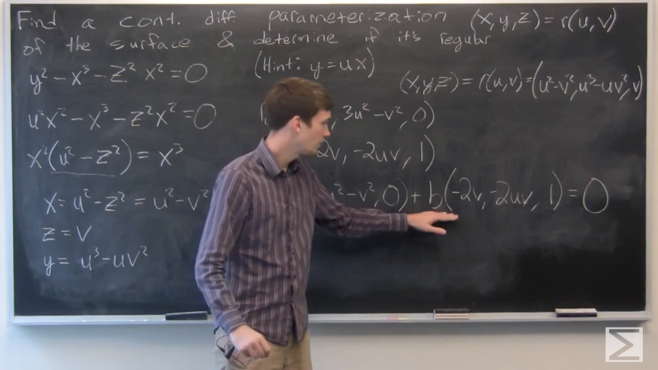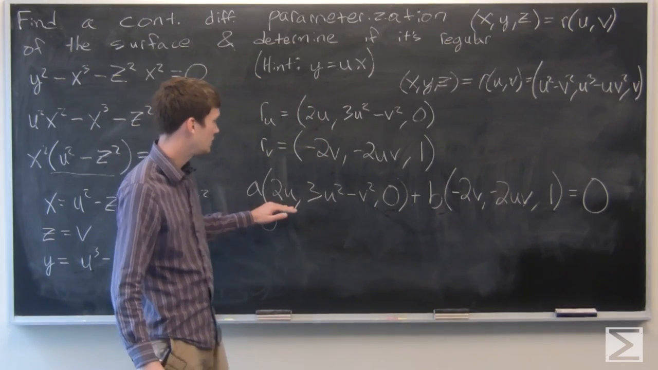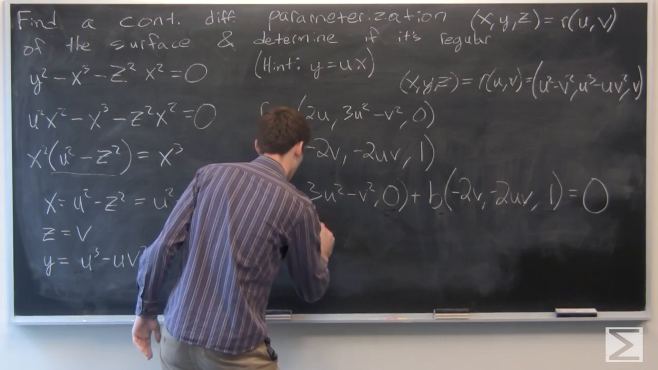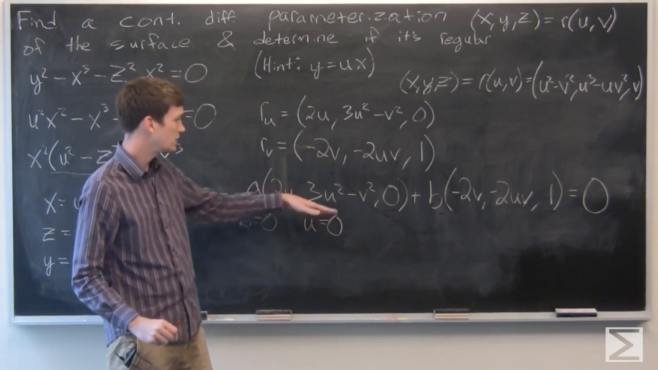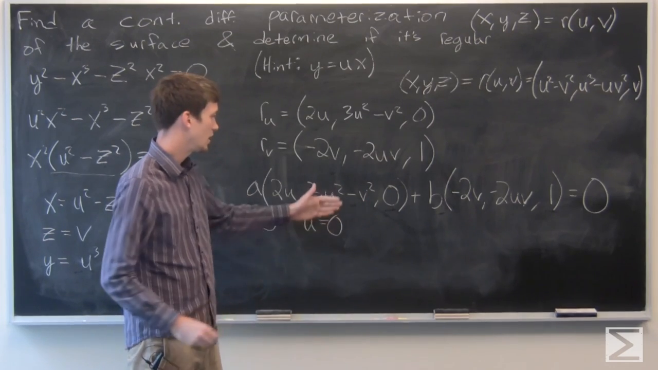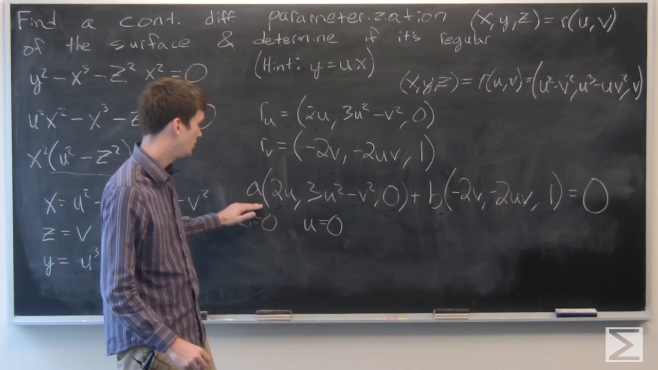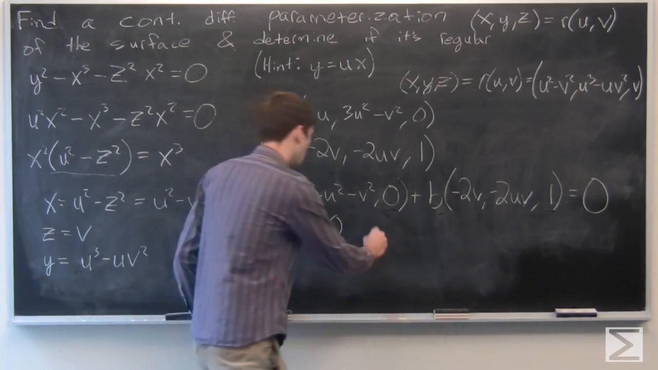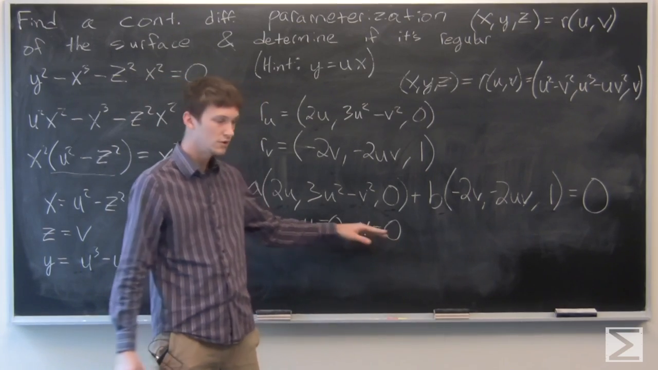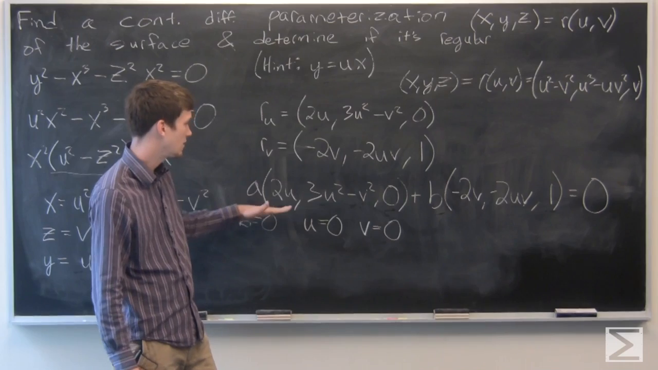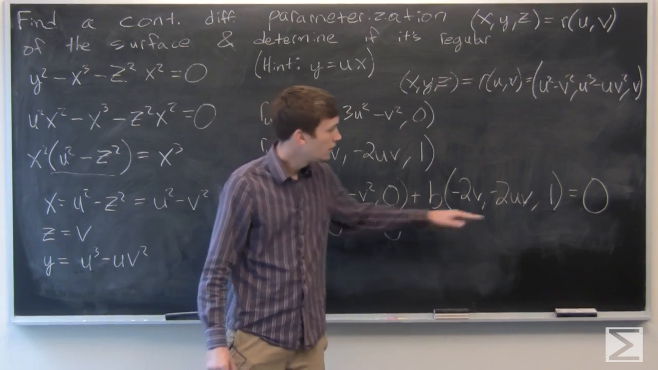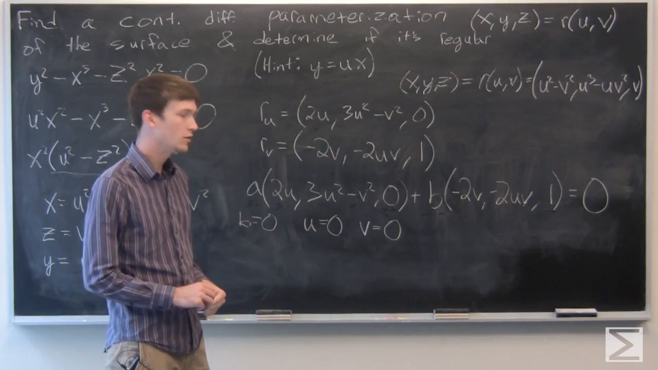So in order to have the third component equal 0, we need b to be equal to 0. So we know b is equal to 0. And now we have a times 2u, and we don't want a to be 0. So in order for that to be true, we want u to be 0. And if u is equal to 0, then we have negative a v squared is equal to 0. And since we don't want a to be 0, we have that v is equal to 0. And if u and v are both equal to 0, then our first term is a times 0, 0, 0. And if b is equal to 0, we're adding the 0 vector. So we get 0, 0, 0 plus 0 is equal to 0.